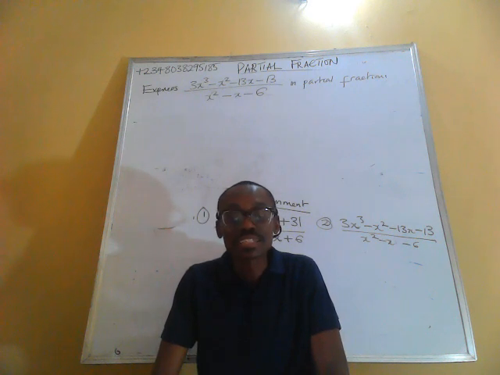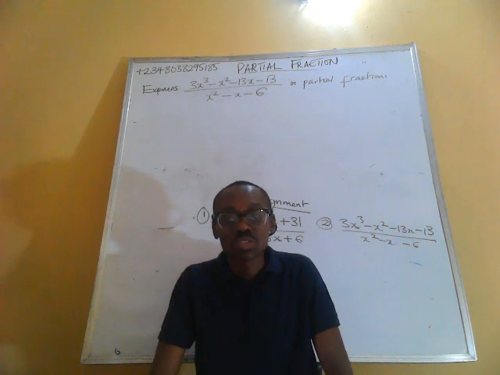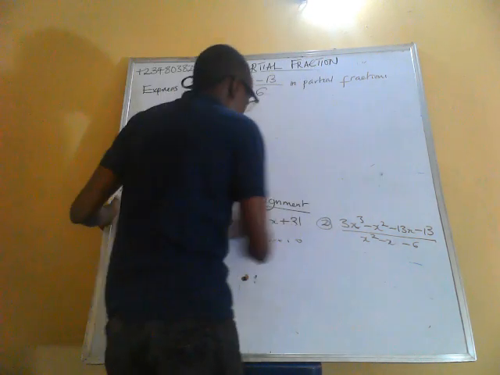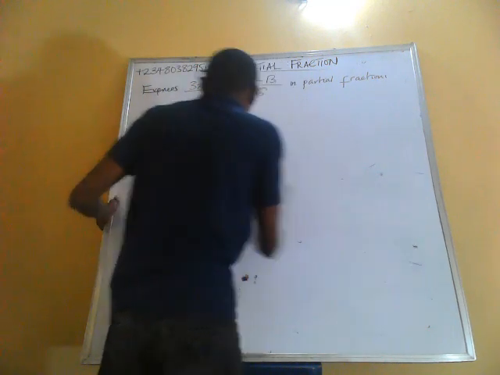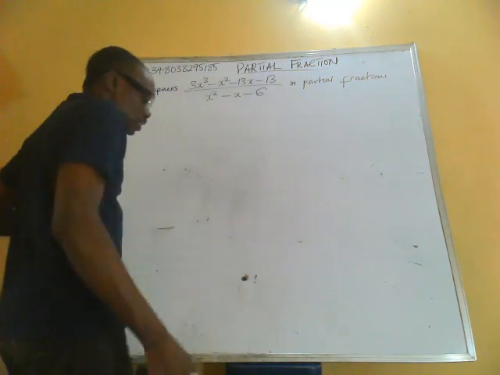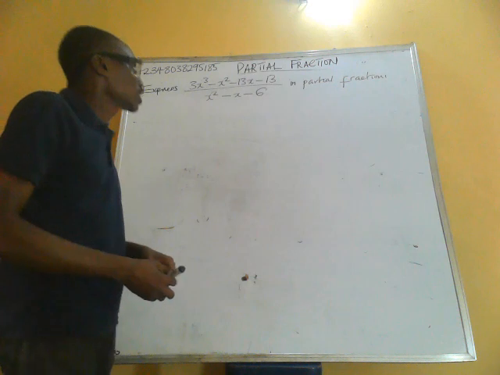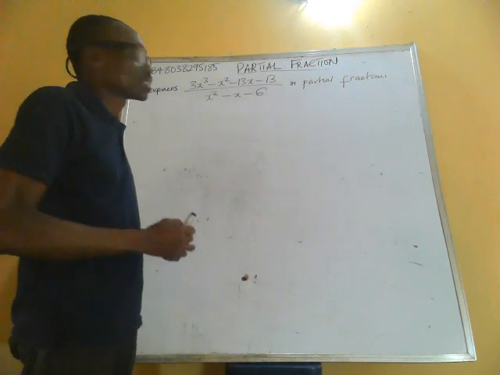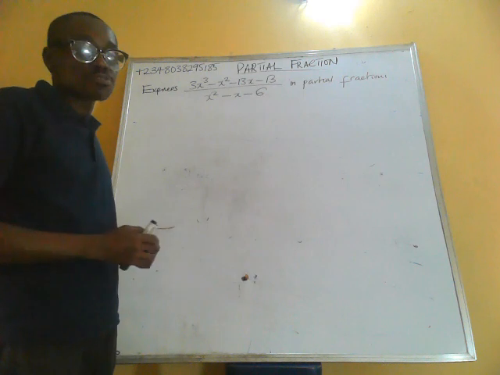So in our last lesson, I gave you assignments. I gave you 2, and I said I was going to solve the second one. So that's what I'm going to actually solve in this lesson right now. This was the question: Express 3x raised to the power 3 minus x squared minus 13x minus 13 all over x squared minus x minus 6 in partial fractions.